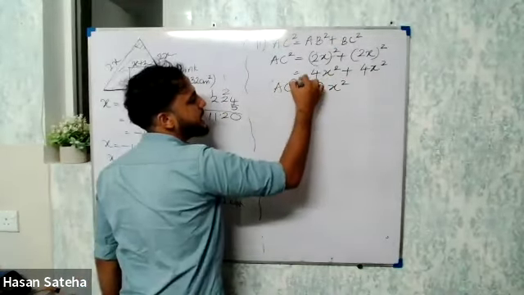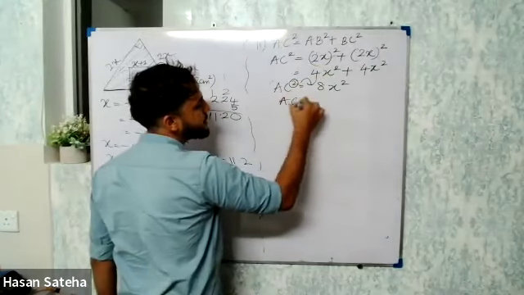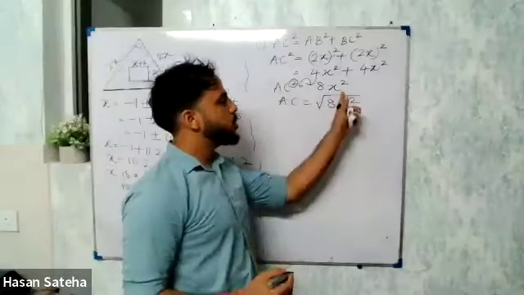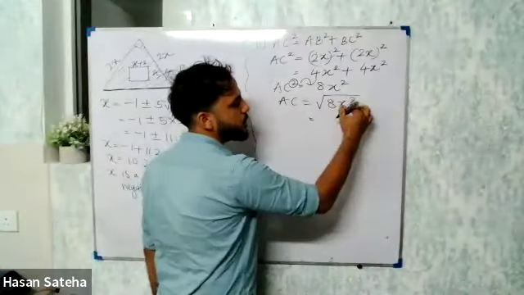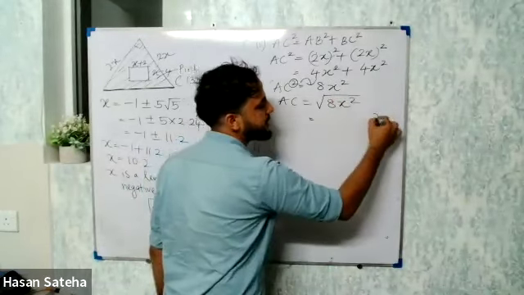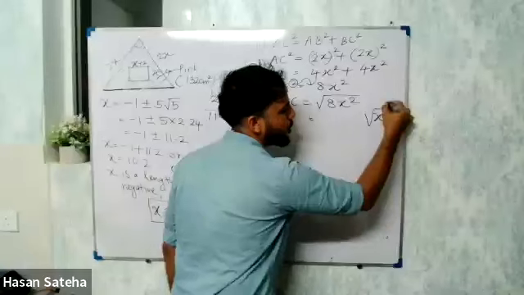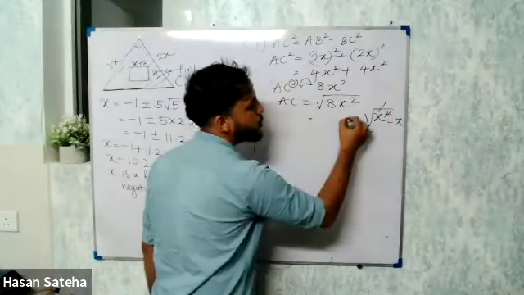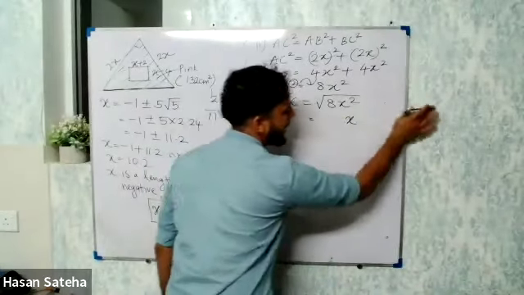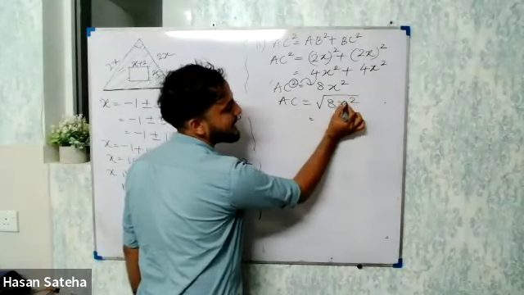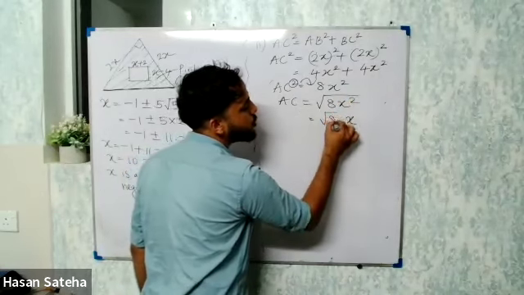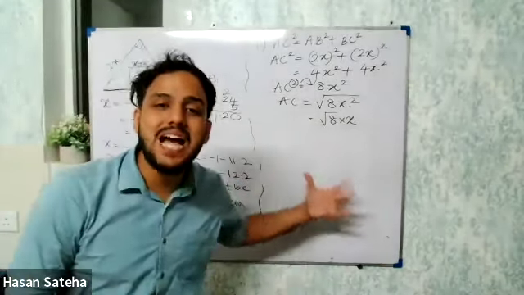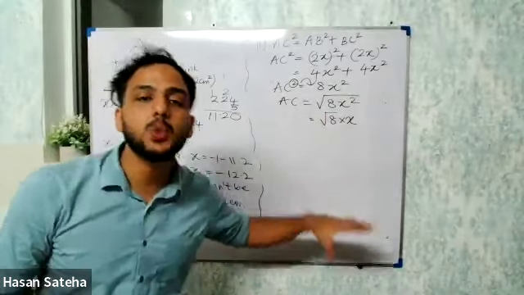Now to find the value of AC, the longer side, take the square root on this side, becomes square root of 8x squared. Right? Root of x squared, the root and the square will get cancelled. You will have x. Now you have root 8. How do you find the value of root 8? You convert the entire surd to a perfect square into a surd.